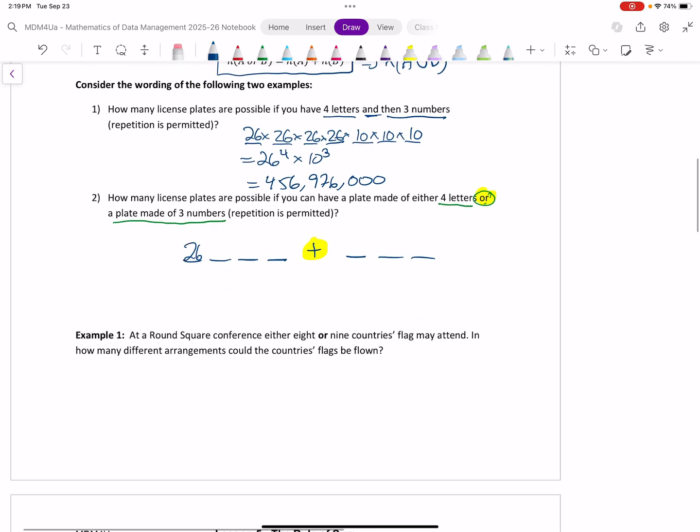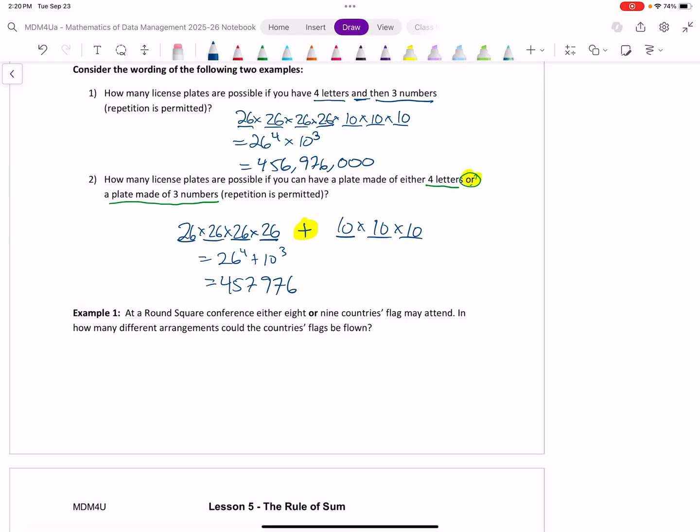So this is 26 4 times, and this will be 10 3 times. And so again, I would punch this in, so that's 26 exponent 4 plus 10 to the exponent 3, and we get quite a bit smaller number, 457,976, like that. So really big important idea is that if you see and, you're almost always going to multiply.